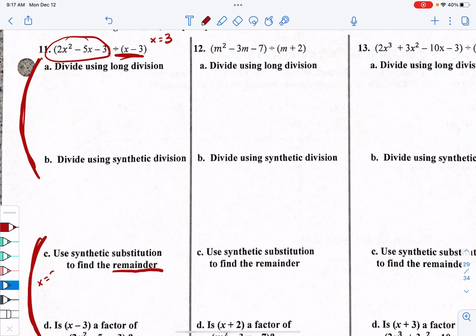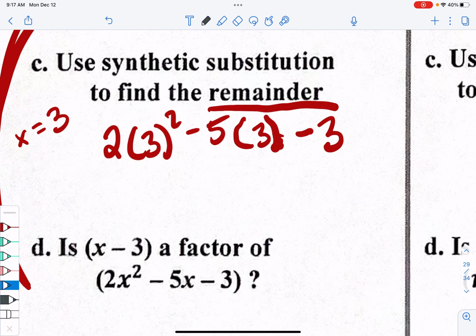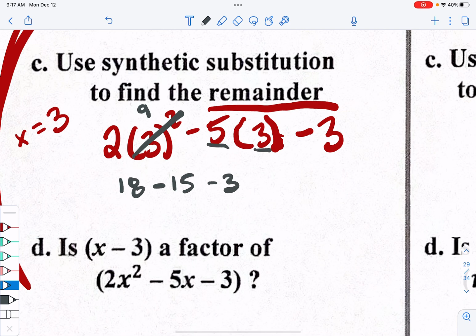If x equals 3, that just means I plug 3 into this equation right here. So 2 times 3 squared minus 5 times 3. Oh, and I've run over, that's a minus 3. Do as much of this in your head as you can. 3 squared is 9, and 9 times 2 is 18. Minus 5 times 3 is 15, minus 3. 18 minus 15 minus 3 is 0. That means I have 0 remainder.